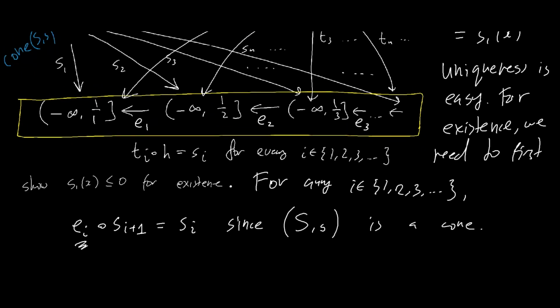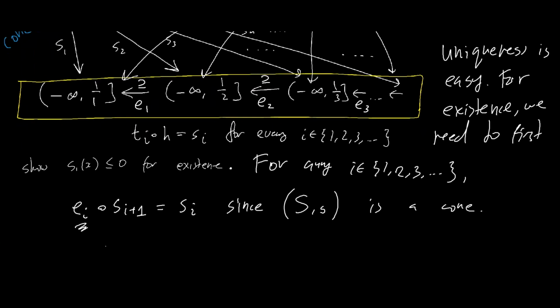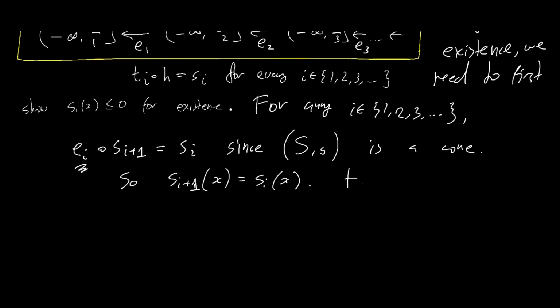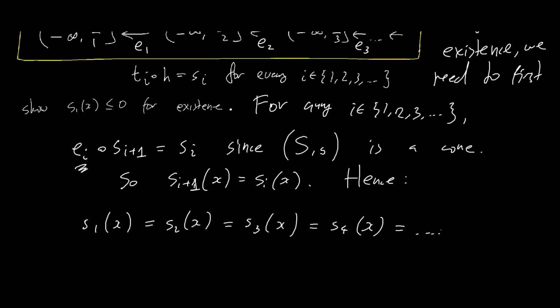But of course, Ei doesn't change the number. Ei is just an inclusion mapping. That's how we selected it. So each of these are inclusion maps. So overall we get that S(i+1) of any x must always equal Si of that x. But this is for every i. So S1 of x will equal S2 of x, will equal S3 of x, will equal S4 of x, and so on.